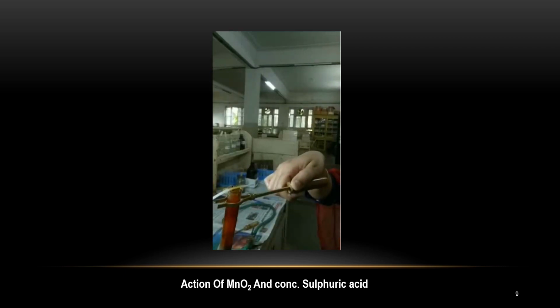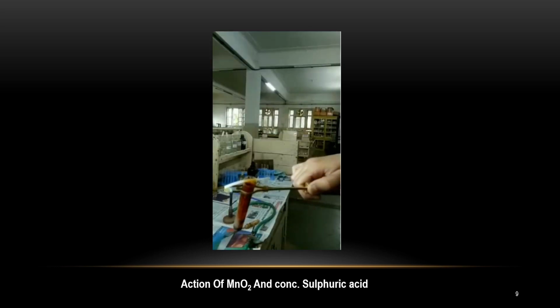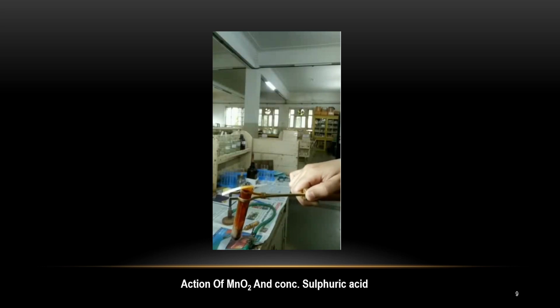See, moist the starch paper and observe the color of the starch paper. Starch paper becomes yellowish and therefore bromide ion is present.